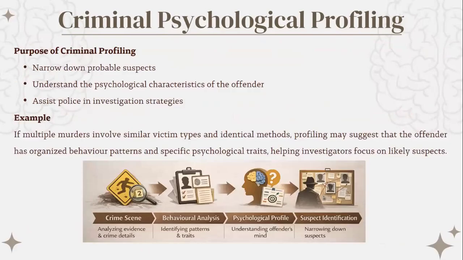So this is the purpose of criminal profiling: to narrow down probable suspects, because on the basis of the crime scene, we narrow down who can be the suspect. It's not that they are 100% suspects, they can be. So we are narrowing it to 10, 20, something like that. After that, with the help of interrogation techniques, we try to find out who is the actual perpetrator of that particular crime.